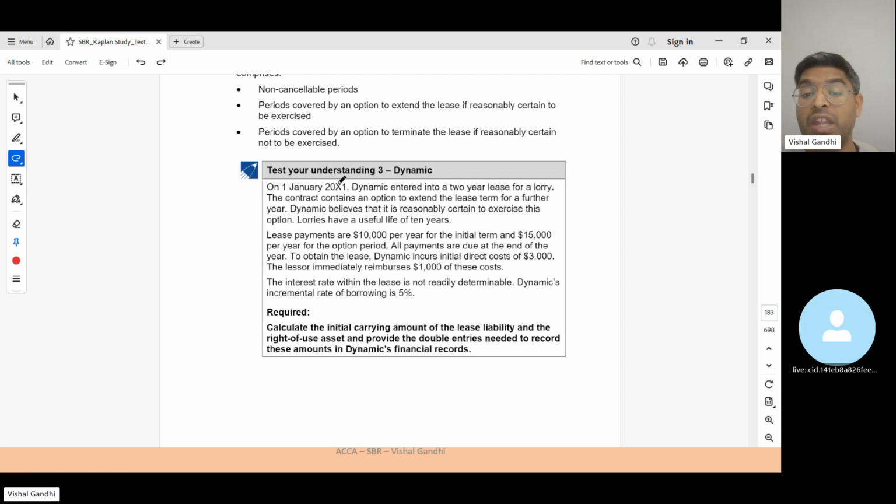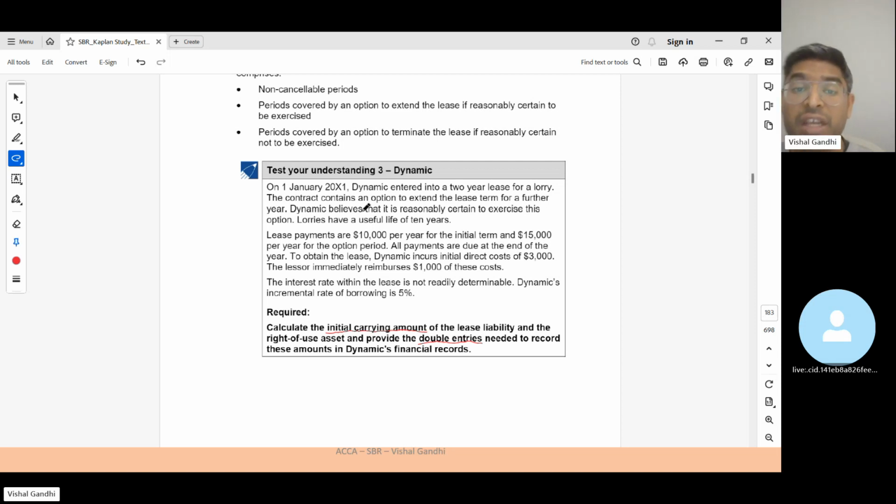Required: calculate the initial carrying amount of the lease liability and the right of use asset, and provide the double entries needed to record these amounts in Dynamic's financial records. Let's always focus first on what is required. We need to calculate the initial carrying amount of the lease liability and right of use asset, and then provide double entries to record the transactions.